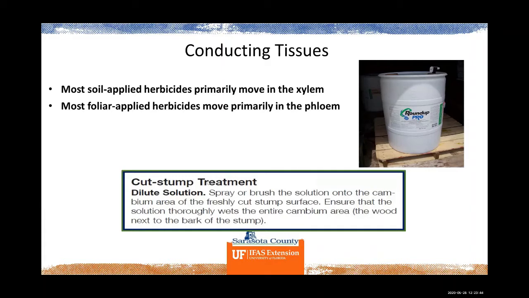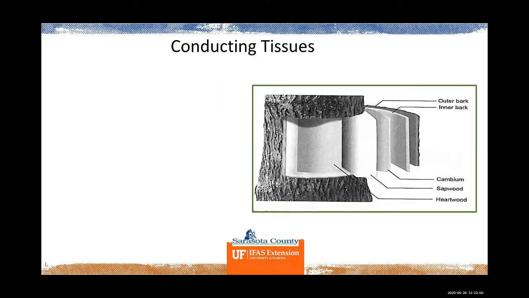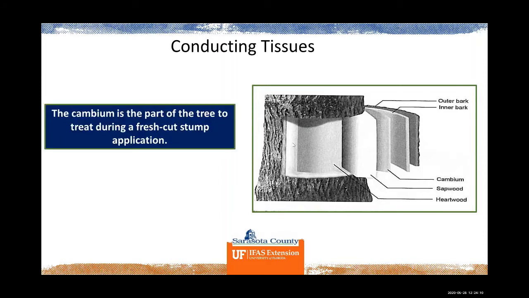You'll see on this slide a mention of the cut stump treatment, which I'm going to go over in the next slide. When you're trying to control perennials that have woody tissue, it is generally recommended that you do the cut stump treatment, where you remove the bark and you apply the herbicide directly to the internal tissue so that you have better chances of it translocating throughout the plant. So you want to make sure that you apply the herbicide to the cambium, because the cambium is the growing point for your xylem vessels and your phloem vessels.